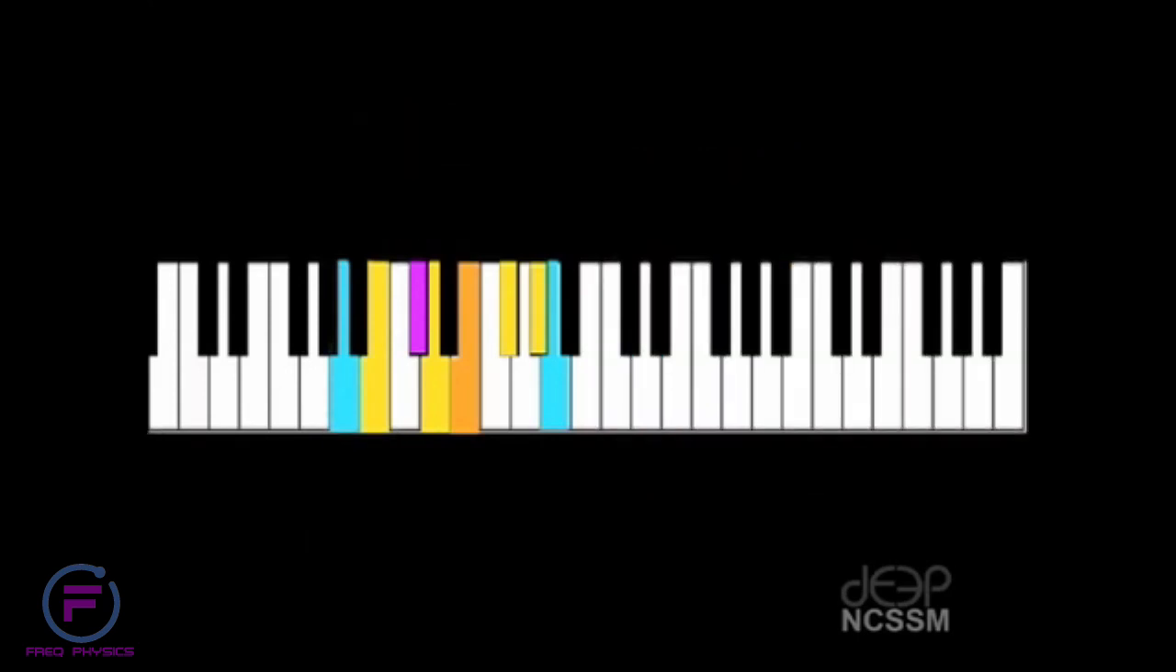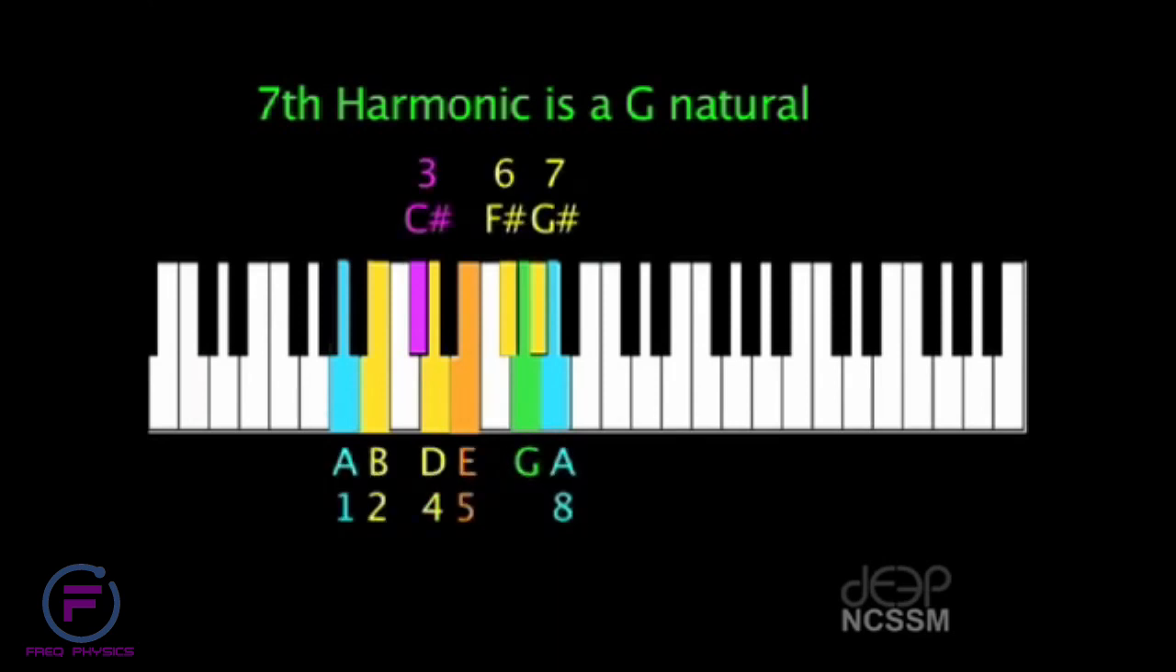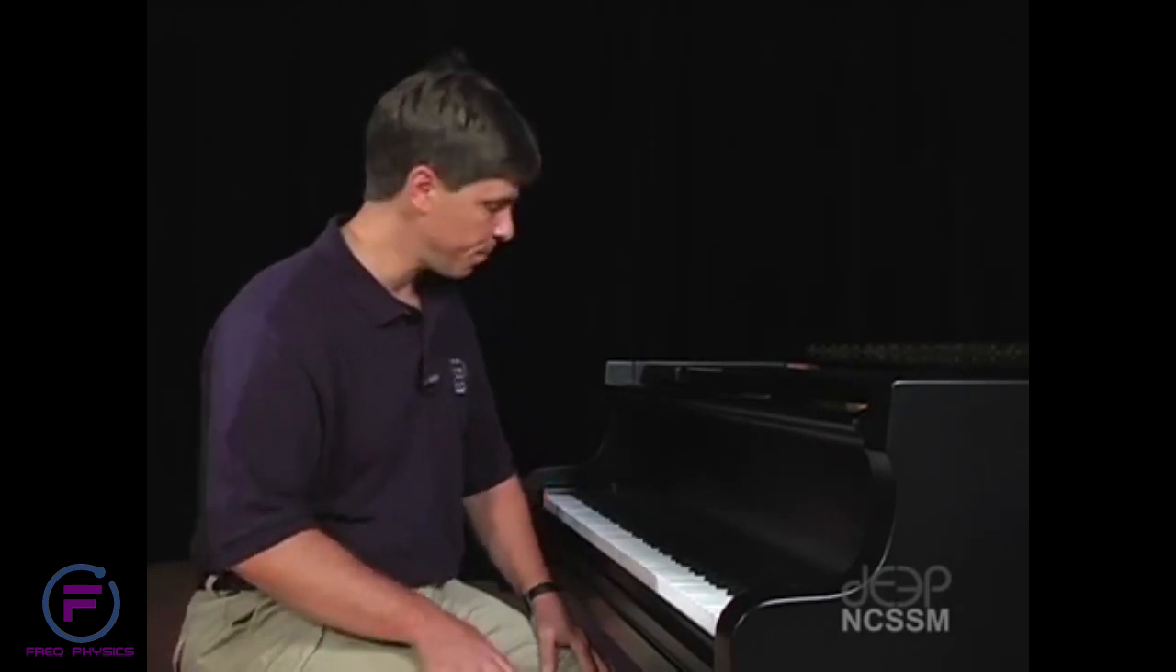Finally, the seventh harmonic is a G natural. Now this may not seem to fit into the pattern of the A major scale. A major has a G sharp. G sharp is the seventh note of the scale. And while it would take more time than we have today to fully explain the presence of a G natural in this series, I would like you to hear what it sounds like within the chord.